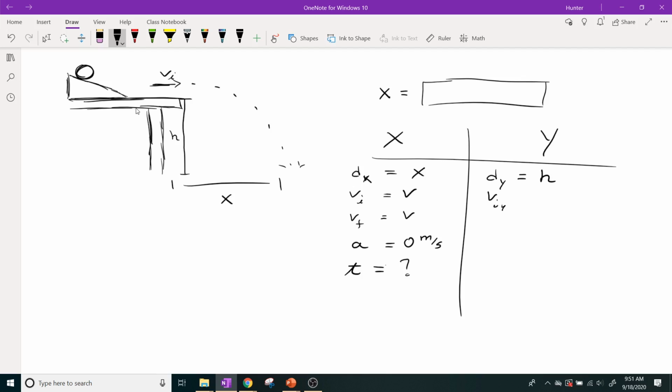Do we have viy? What is it? 0. Do we have vfy? What is it? I don't know. Not 0. Remember, yes, it does hit the ground, but we're looking for the point right before it hits the ground. So we're taking a snapshot right before it hits the ground, or else you're going to get 0 equals 0 for everything, which is not wrong, but not useful at the same time. Okay, the acceleration in the y direction? Negative 9. Oh, wait. Sorry, let's do g.